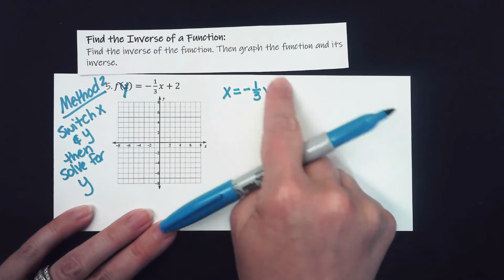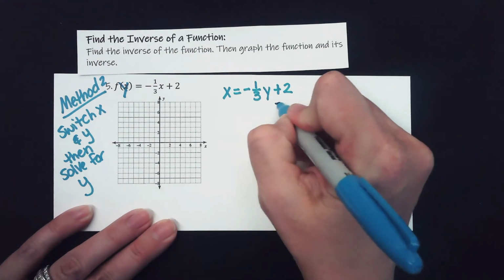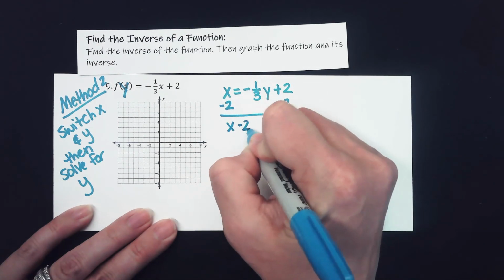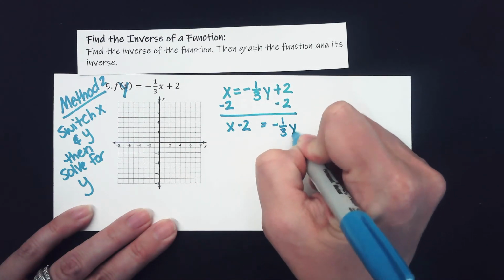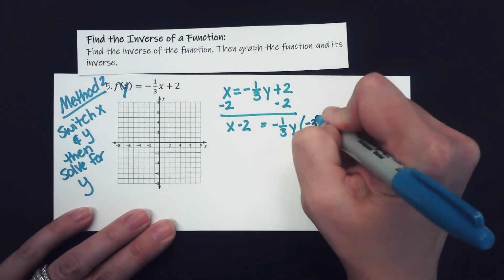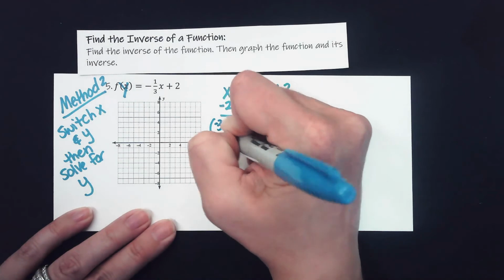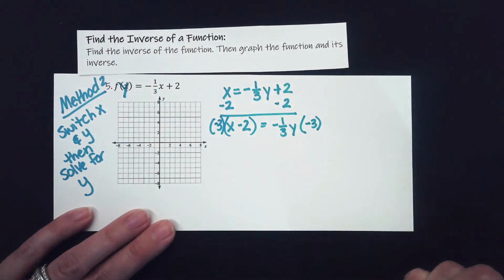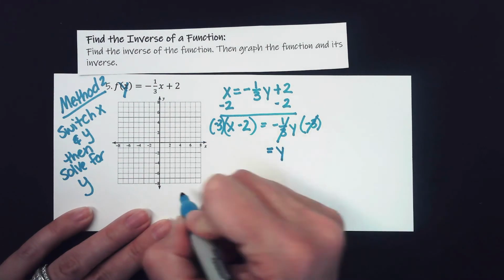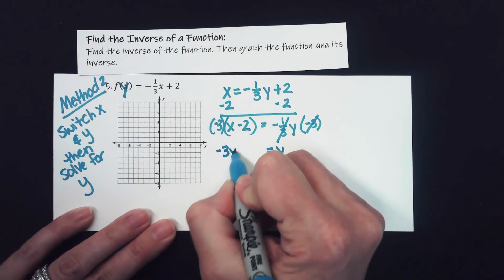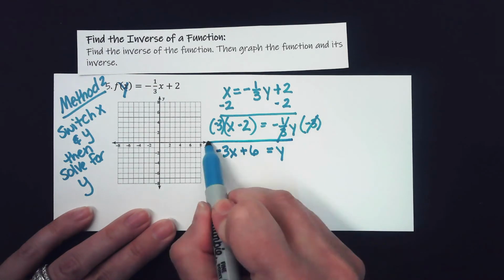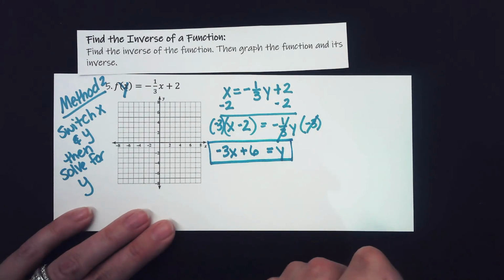So there's y. I need to get it all by itself. So I'm going to subtract 2 from both sides. I get x minus 2 equals a negative 1/3 y. To get rid of the negative 1/3, I multiply by a negative 3. Those are inverses of each other, and I'm left with y. Then I have negative 3 times x and negative 3 times 2. So there's my new equation.